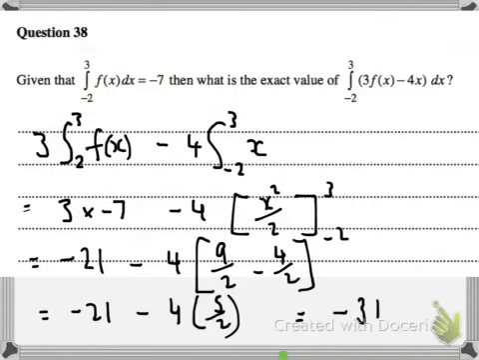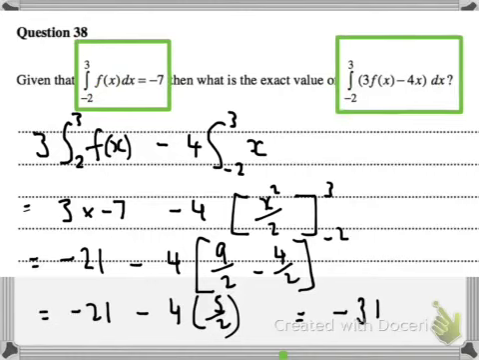So we're given a value that says that definite integral is -7. We're going to have to use that in here somewhere. So I'm going to have to try and tease out that value out of here somewhere. I've got to find it and tease it out.